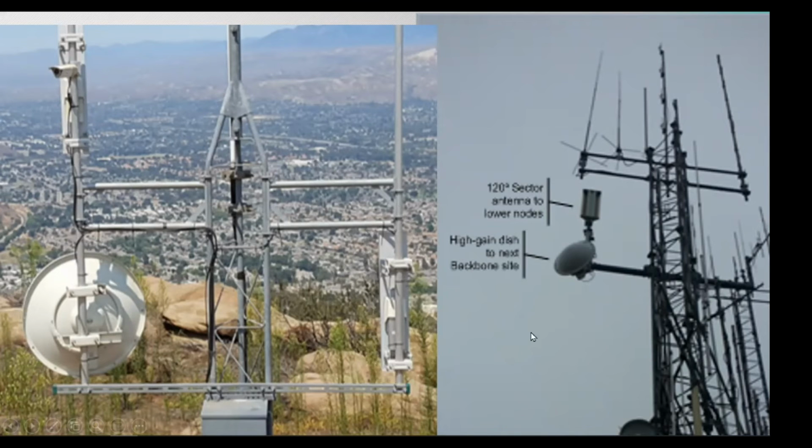And then the illustration on the right is Mount Otay, just north of the Mexican border on the southern end of San Diego County. And again, you have a high-gain dish here that this one does in fact point to Palomar, which we modeled earlier, and the 120-degree sector antenna just above it that distributes the network down to the lower lying areas.